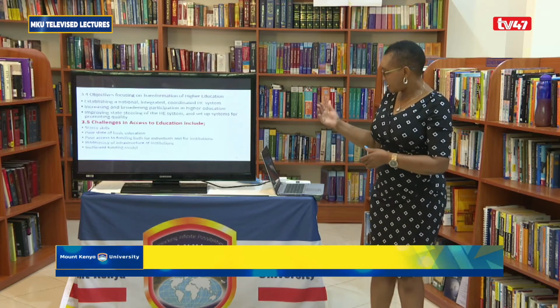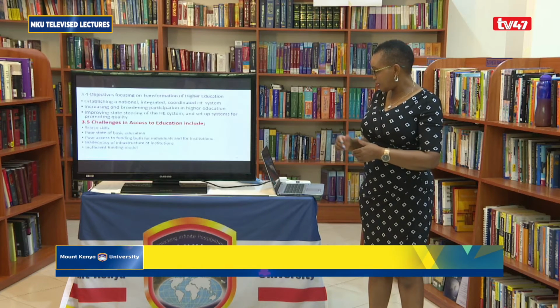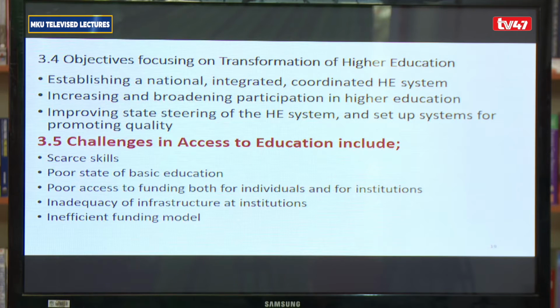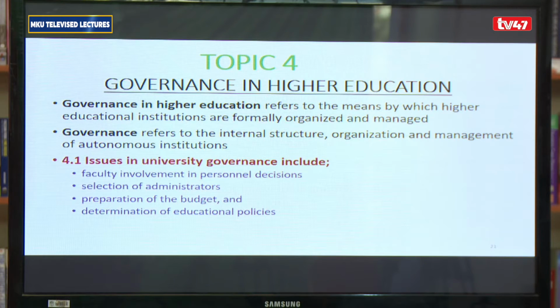Then we have also talked about the poor access of funding, inadequacy of infrastructure at the institution, inefficient funding model. We go to topic 4. Topic 4, here we have governance in higher education.